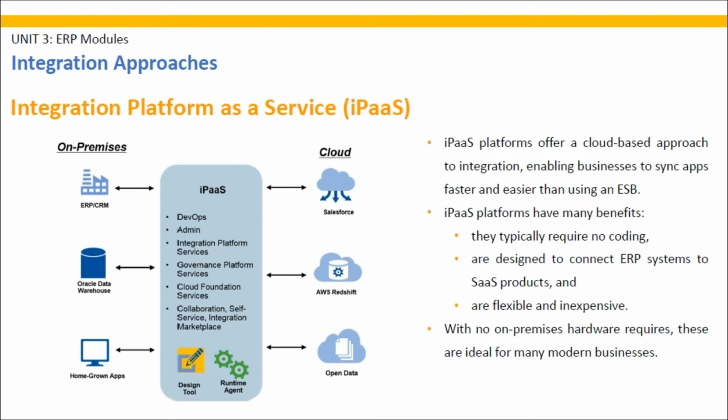Now, integration platform as a service: we all know about IaaS, PaaS, and SaaS. I'm going to discuss more in detail about that. I think I already discussed that in another session. You can just go through that. Integration platform as a service is capable of connecting on-premise and cloud systems, and it brings all these things into one platform and makes a business impact. Integration platform as a service has many benefits. They typically require no coding, are designed to connect ERP systems to software as a service products, and are flexible and inexpensive.